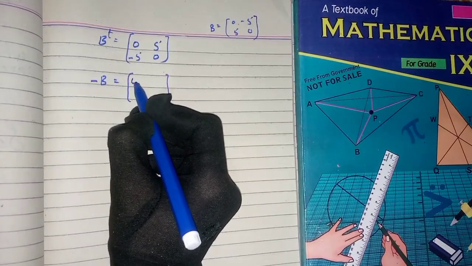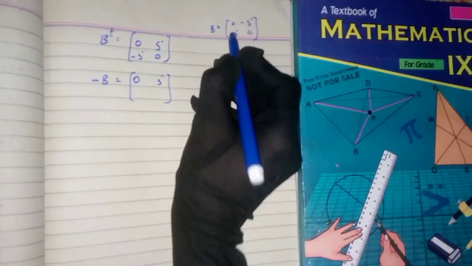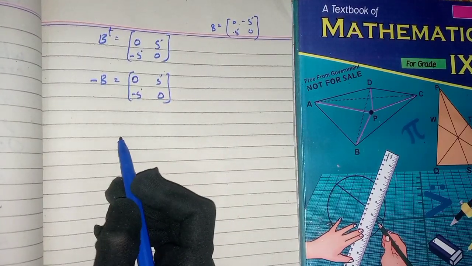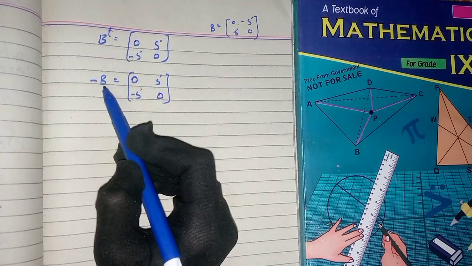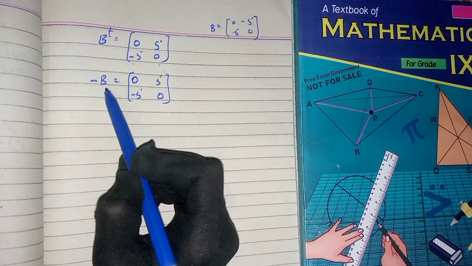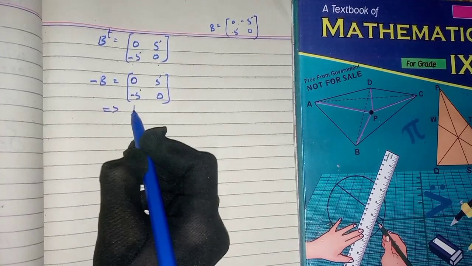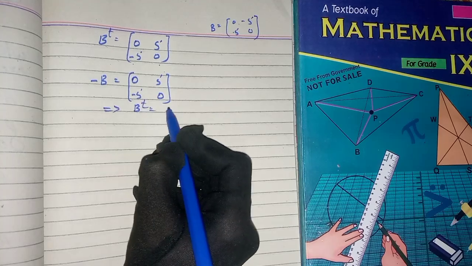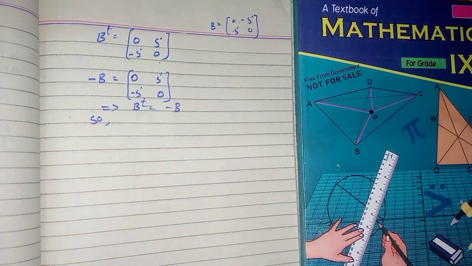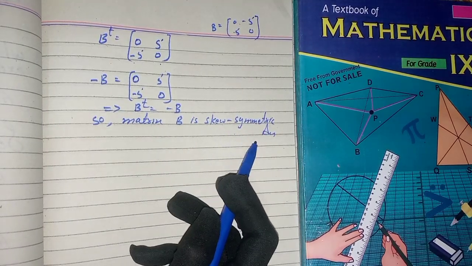0 we write 0 as it is. Minus 5 become plus 5, 5 become minus 5 and 0 as it is. We can see that B transpose equal to minus B. B transpose is 0, 5, minus 5, 0 and minus B is also 0, 5, minus 5, 0. This implies that B transpose equal to minus B. So matrix B is skew symmetric matrix.